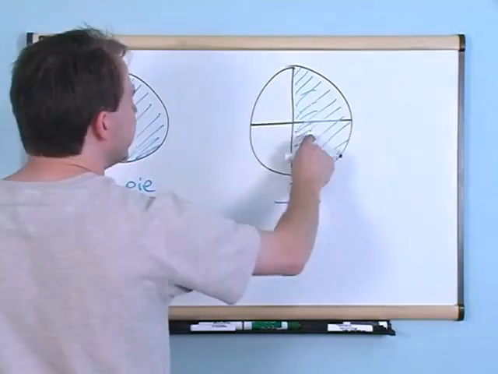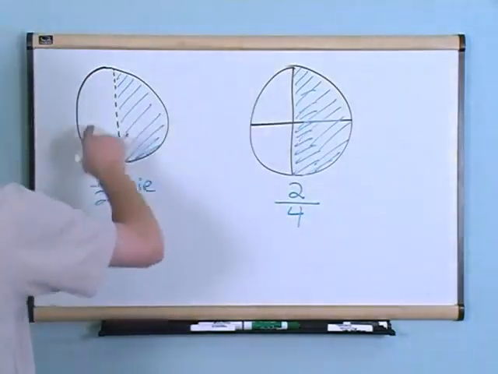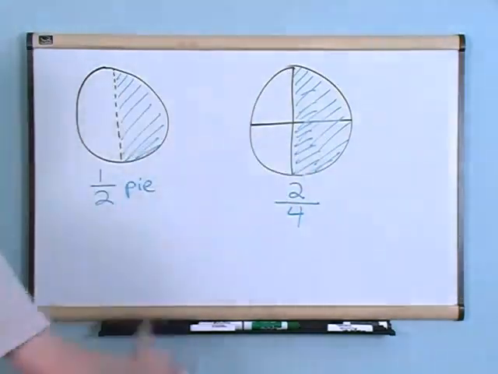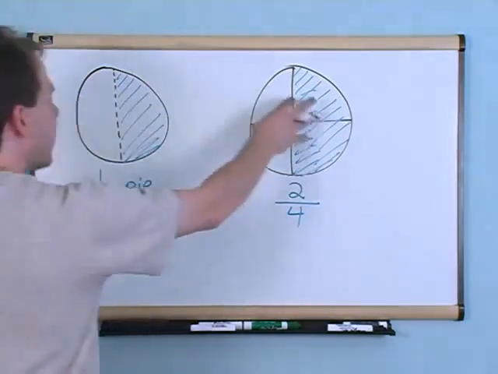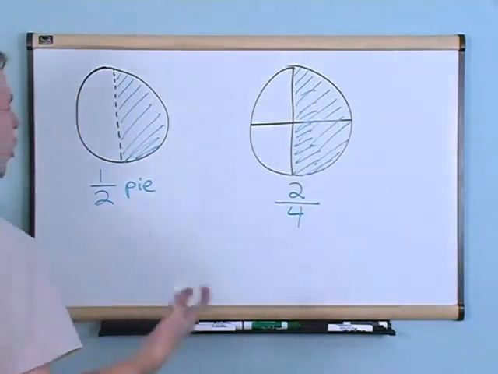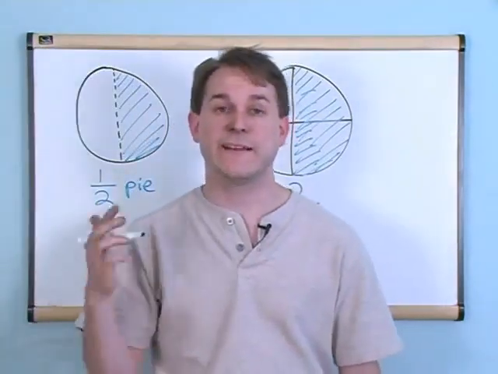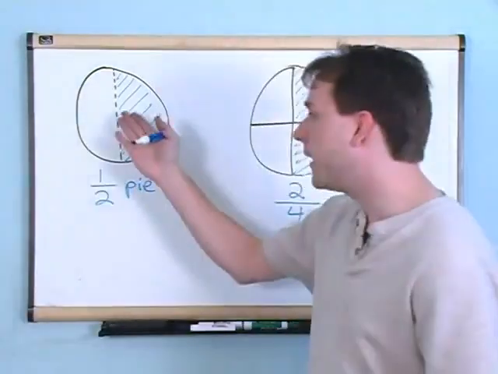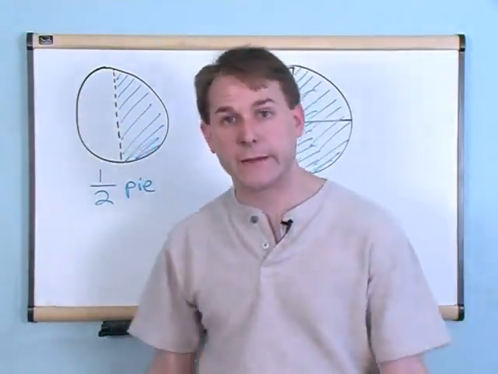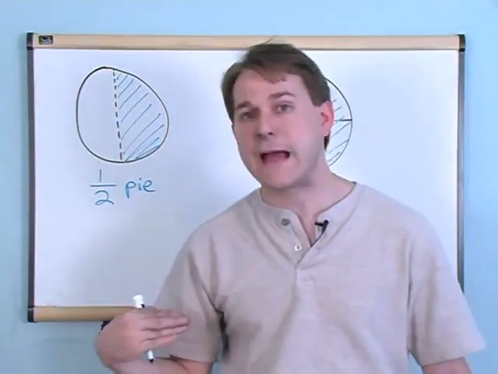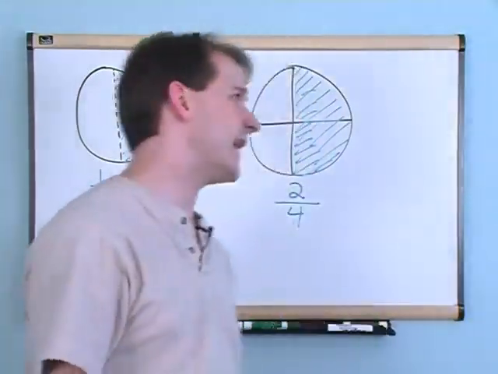Even though I've taken 2 pieces out of 4 over here, and even though I've taken 1 piece out of 2 over here, the total amount of pie that I eat in each case is the same. So in other words, these 2 fractions, even though they look different, are the same thing. They're no different from one another. They are exactly the same thing. I cut the pie in 2 pieces, I eat half the pie. If I cut this pie into 4 pieces and then take 2 away, I've eaten the same amount of pie. It is exactly the same thing.